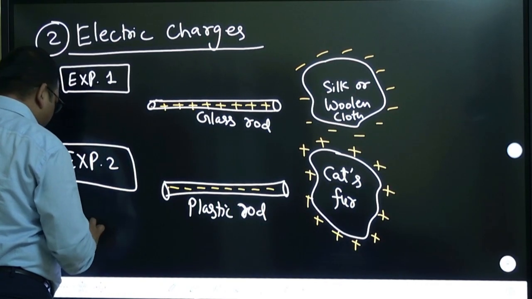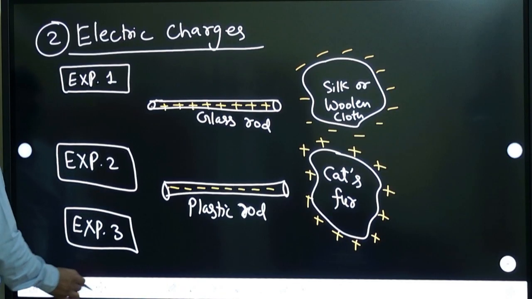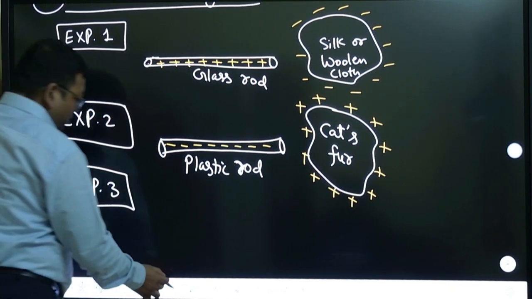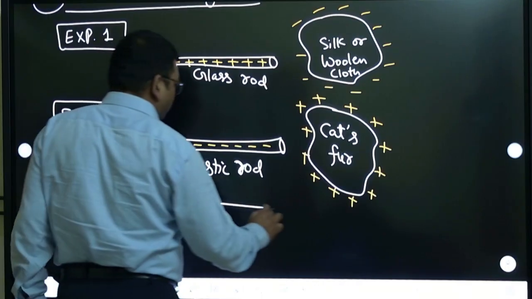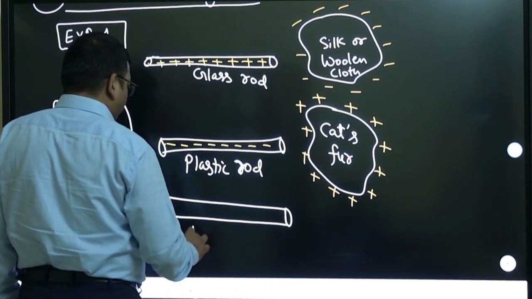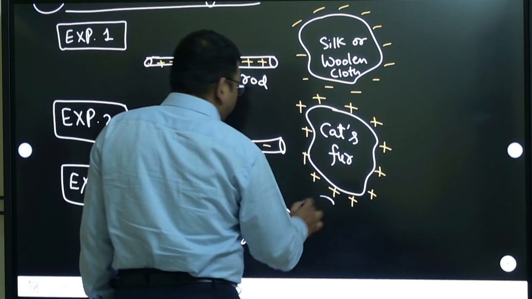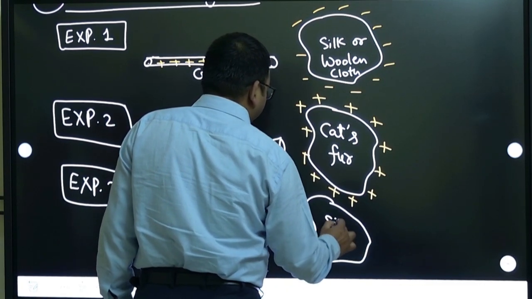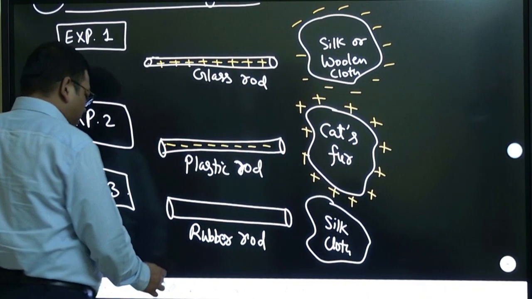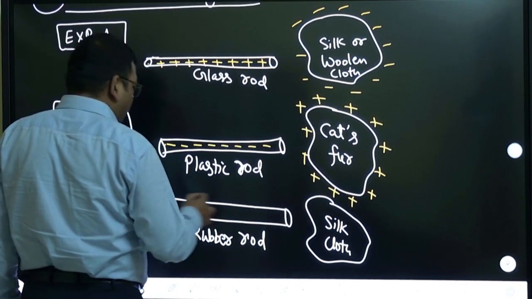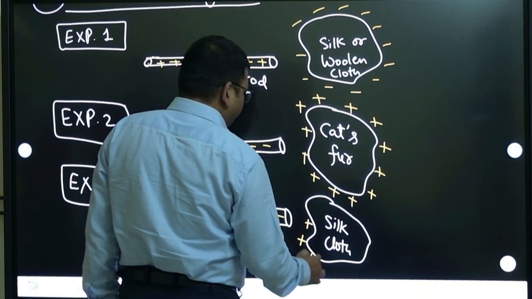Okay, then the third you can add by yourself. This third is not given in that NCERT, but you can add this. So this is an extra addition I am doing. In the third, instead of a plastic rod, you can take a rubber rod, and you can take silk cloth, because in many textbooks this is also mentioned, so we should know that. Now here also after rubbing, the rod develops negative charges and the silk cloth develops positive charges.